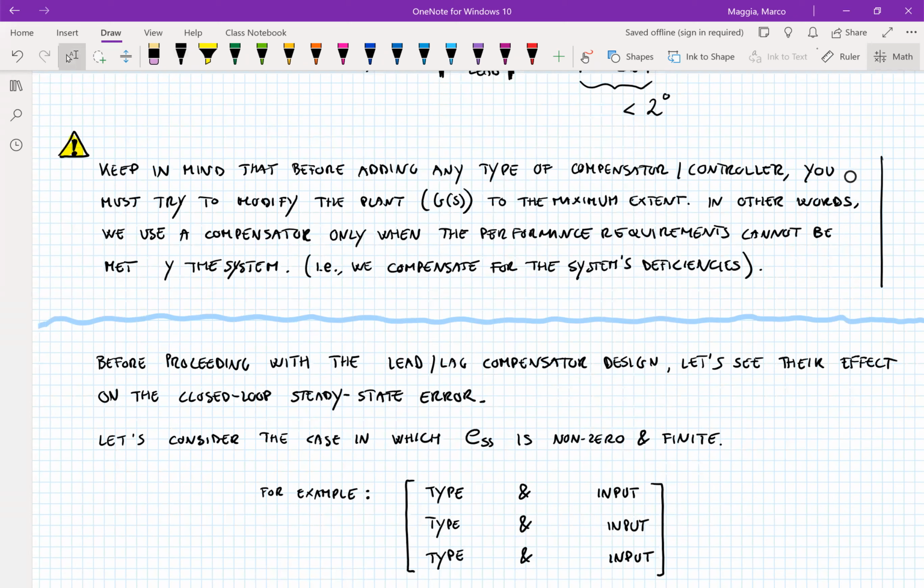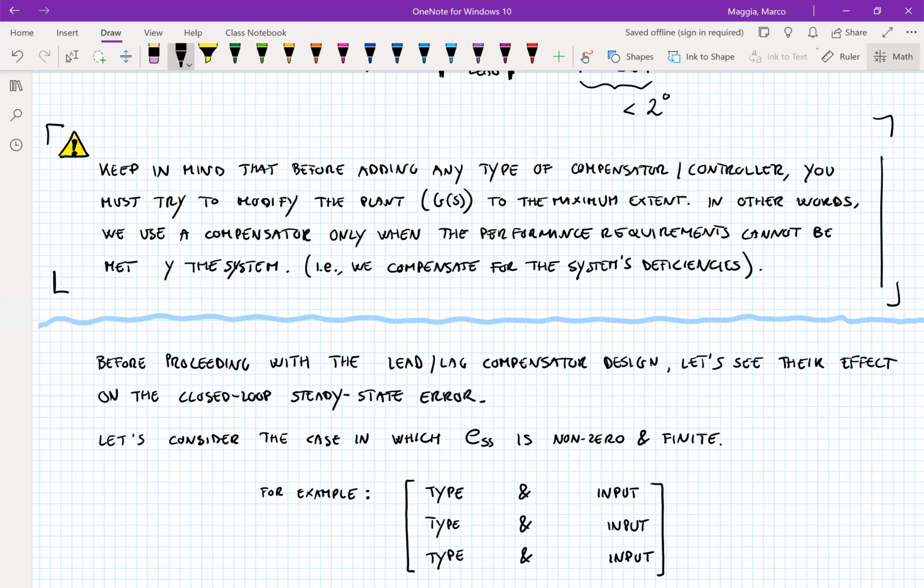Okay. So here is just a warning that I've already talked about. Before trying to add a compensator, so before doing any sort of design, you must try to change the system as much as possible, because compensators are kind of your last resort. If there's nothing you can do about your system, about your plant, then you can add a compensator.